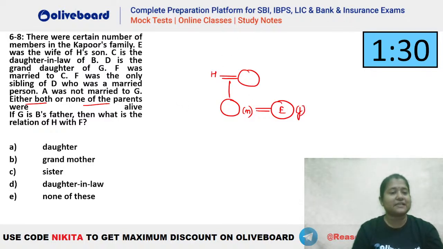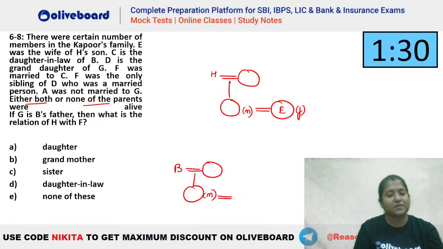E is the wife of H's son, will be drawn like this. Now it is given C is the daughter-in-law of B. Okay. So let's say B is here. B must also be having a spouse here, must be having a son here. This son must be married to somebody who is the daughter-in-law. And what is the name of this daughter-in-law? You can see C is the daughter-in-law of B. So this kind of situation we are getting.